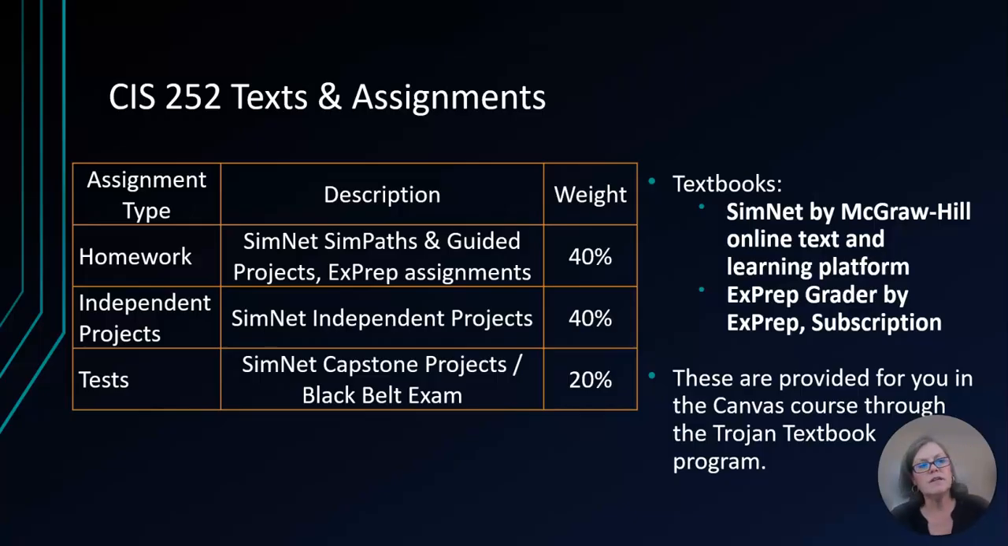Okay, so now about the course, the groupings of assignments. There are 3 different major groups that affect your grade: homework assignments, independent projects, and tests. You can see the weighting there, and all of these are delivered through either SimNet or XPrep. XPrep is solely for Excel assignments, so we won't use that just yet, but that will provide additional practice in Excel.